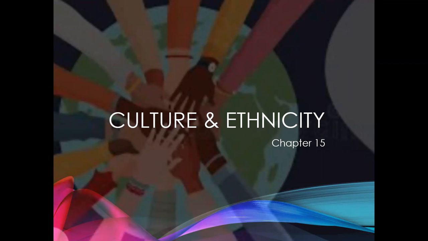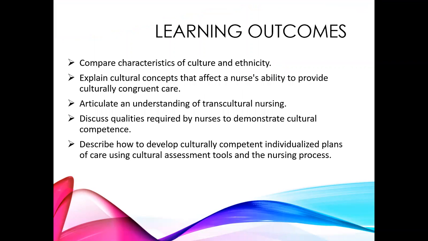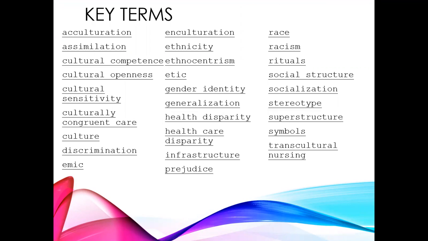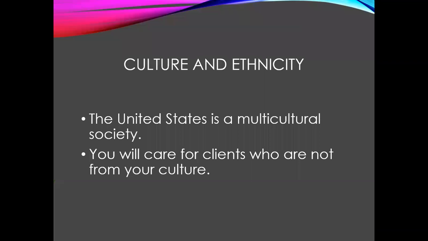So we're going to start with chapter 15, which is your culture and ethnicity. These are learning outcomes that you can find in the book. These are the key terms. I'll use most of these in our lecture, but some of them you might need to look up in your book as well. So we're going to start off with culture and ethnicity.